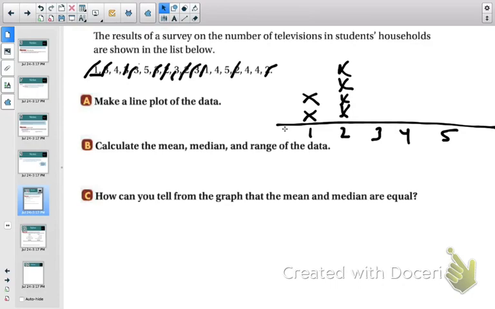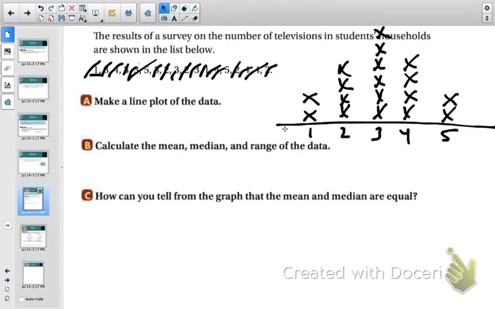1, 2, 3, 4, 5, 6. 1, 2, 3, 4 4s. And then 2 5s. That's what a line plot looks like. Okay, it's kind of like a histogram, honestly. It's just with X's instead of bars.